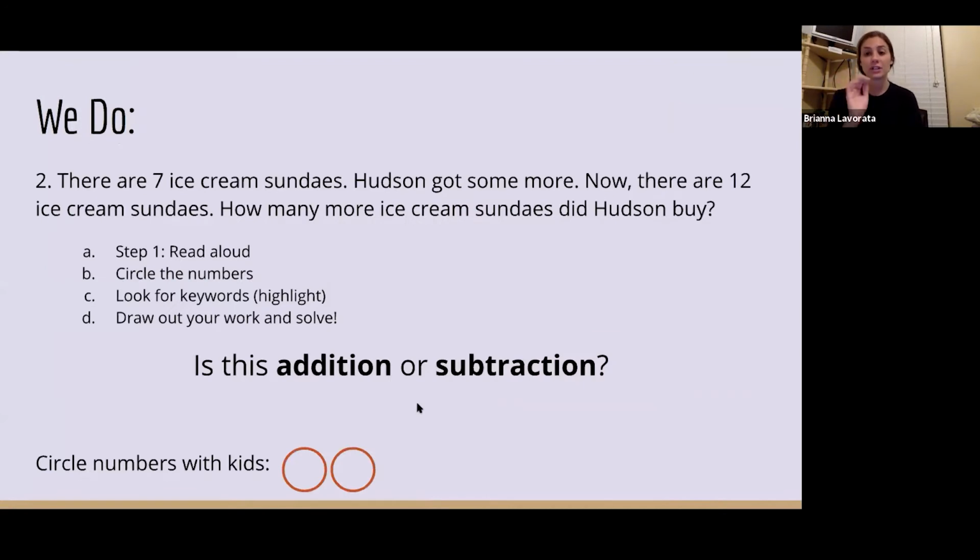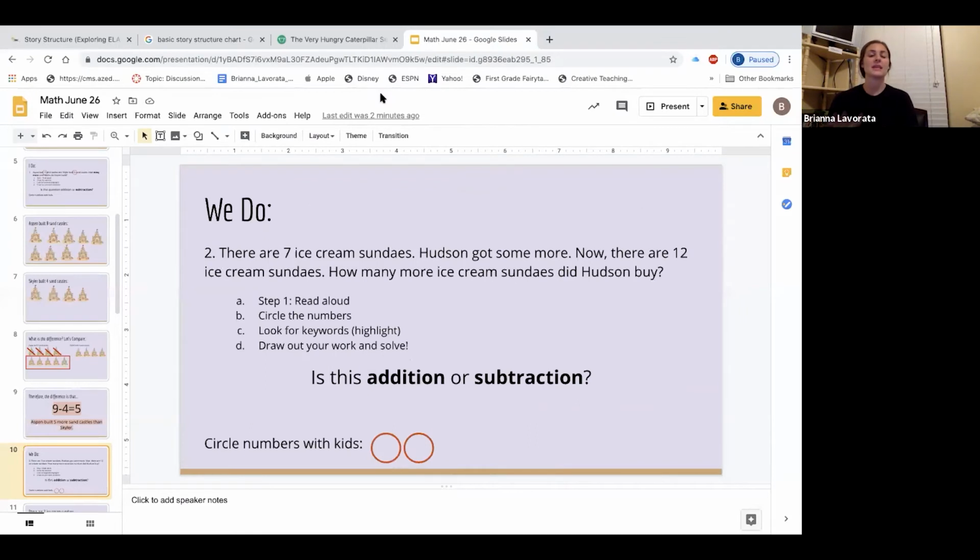So now we're going to do this one together. It says there are 7 ice cream sundaes. Hudson got some more. Now there are 12 ice cream sundaes. How many more ice cream sundaes did Hudson buy? So the first step, we write it aloud. Second step, we're going to circle some numbers.